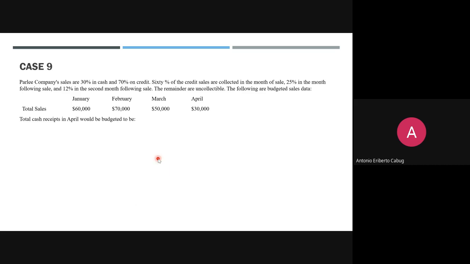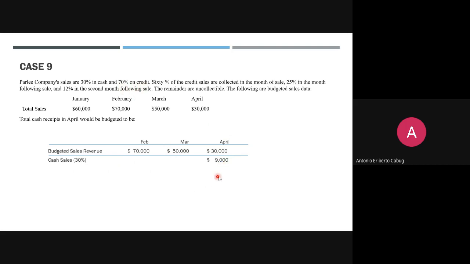Okay, sige. Cash receipts in April. So you have here the February, March, and April sales. We will not need January for this problem. 30% of the sales are made in cash. So for April sales, 30% of 30,000 would be collected now. The sales revenue for February, March, and April are 70K, 50K, and 30K respectively. So 30% of 30K will be sold in cash, and in the same month, it will also be collected.